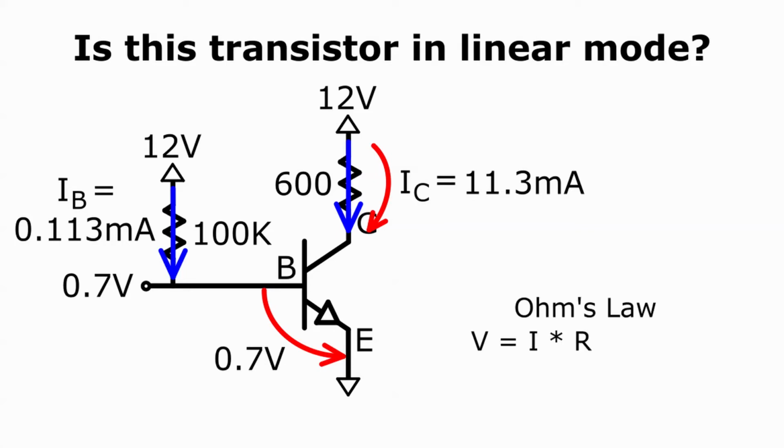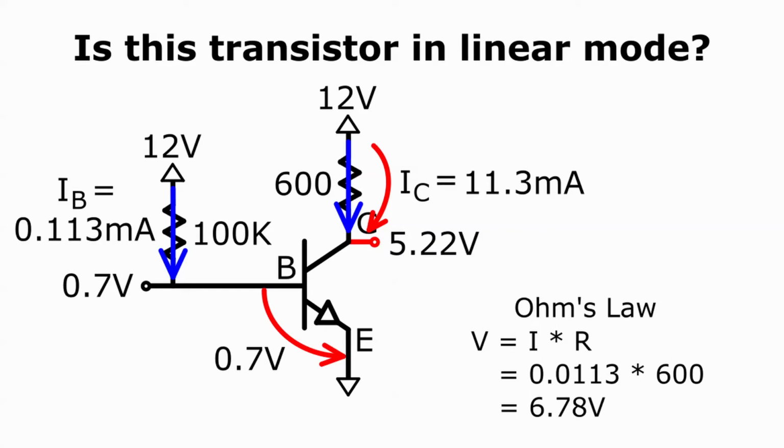Voltage equals current times resistance. 11.3 milliamps is 0.0113 amperes. Multiplying that by 600 ohms gives 6.78 volts. Calculating the voltage at the collector terminal itself is now just a matter of subtraction. Subtracting the voltage drop of 6.78 volts from the 12-volt supply voltage gives 5.22 volts.